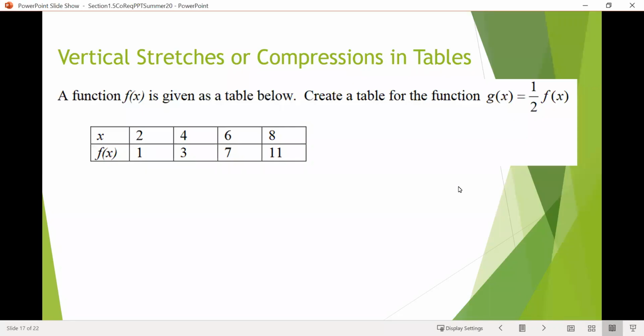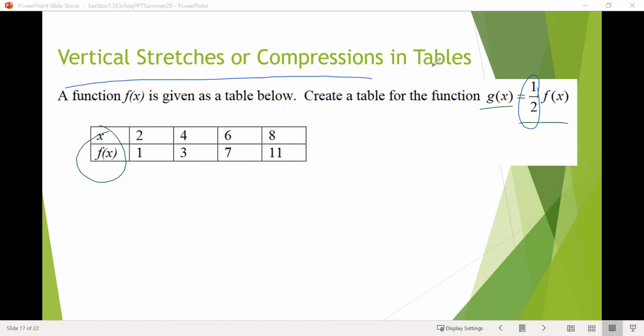So on this problem we are given here, this is similar to ones that we did in the previous video, where we have a table for a function f, and they want us to create a table for the function g that is given by 1/2 times f of x. Now notice, this 1/2 is being multiplied on the outside of the function. So that's how we know it's a vertical stretch or compression, because it's happening on the outside. And recall, because it's happening on the outside, it impacts the outputs of the function.